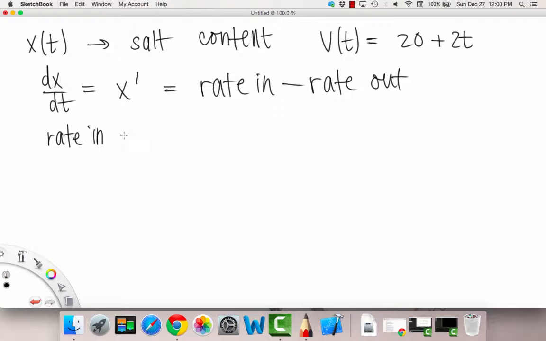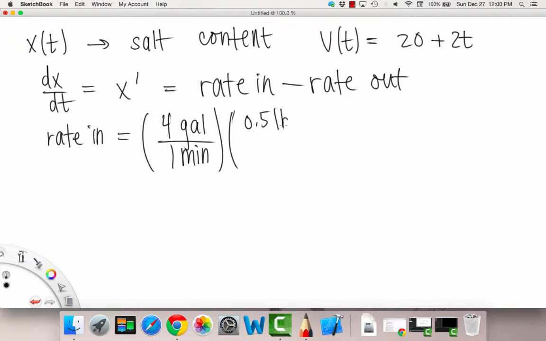So rate in, what is this going to be? Rate in is the volume rate of entrance, so that would be 4 gallons per minute, times the concentration of the solution entering, and that is 0.5 pounds per 1 gallon. That was the given concentration there. So 4 times 1/2 is just going to be 2. So 2 pounds per minute. That's the rate of entrance of salt into our tank here.